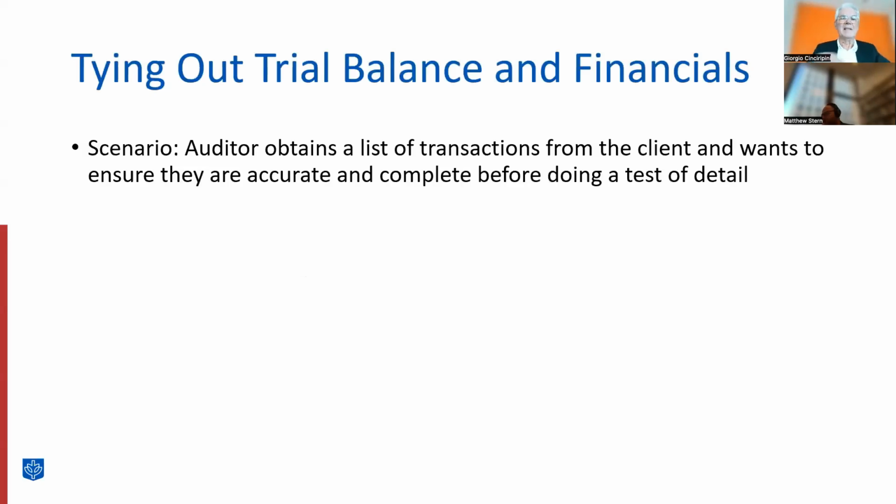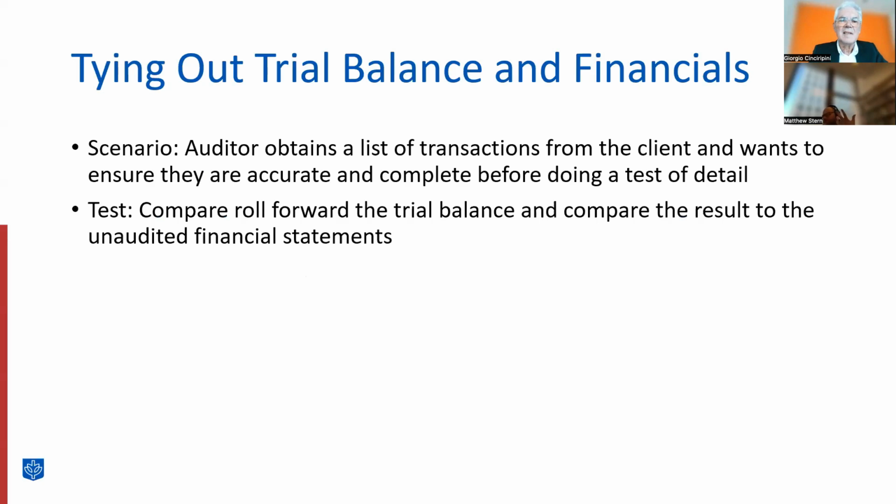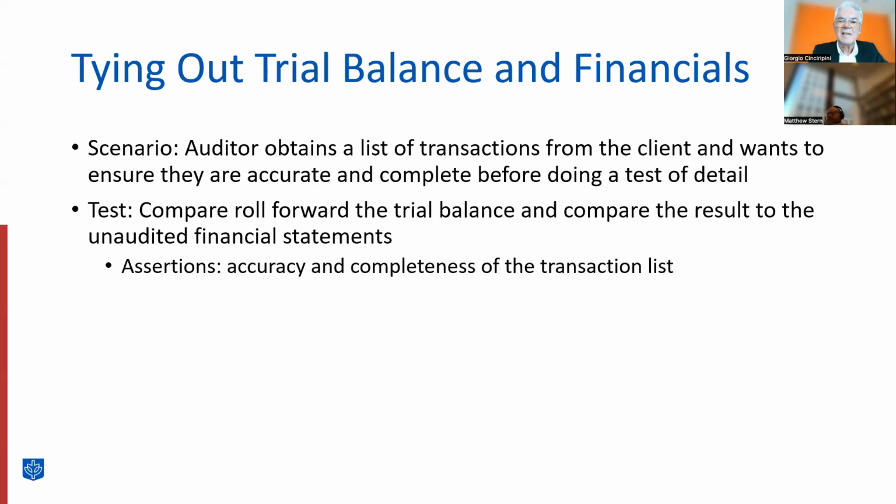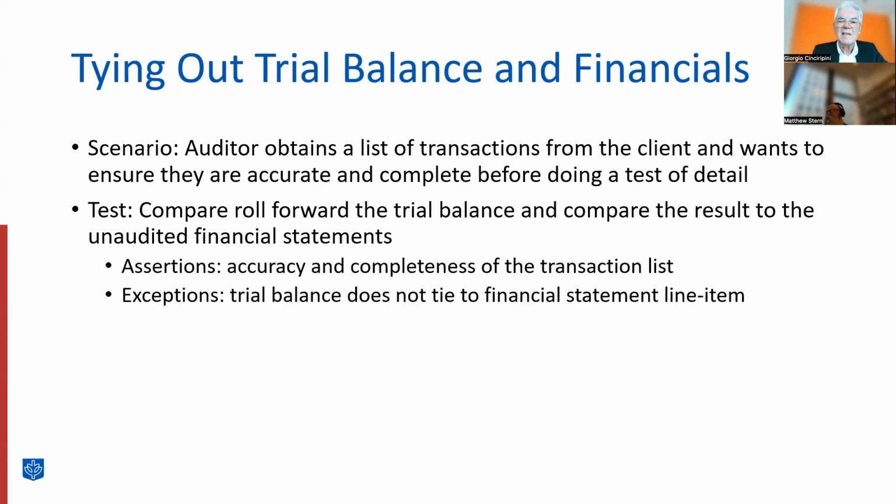So, tying out the trial balance and financials. The basic scenario is that the client gives the auditor a list of transactions and financial statements, and the auditor wants to make sure: do they actually have all the transactions? Do they tie out to the financials? The audit test here is to compare the manually rolled forward, or I should say recomputed, balances to the financial statements. The assertions, we might say, are accuracy and completeness of the transaction list. And exceptions, of course, would be defined when there's a mismatch, when the numbers don't tie out.